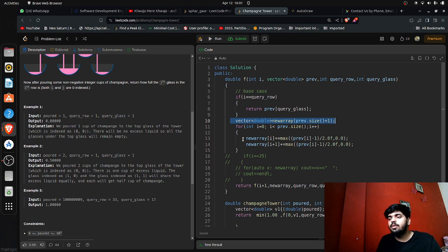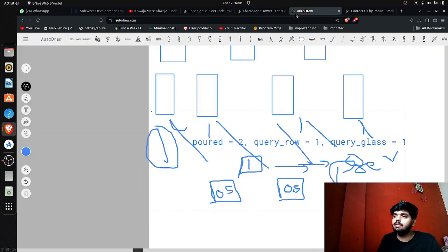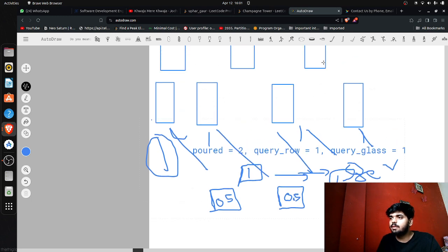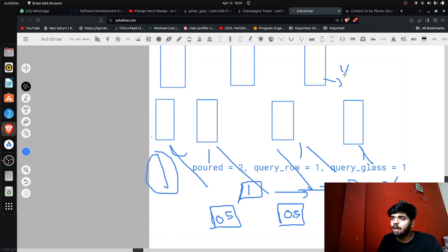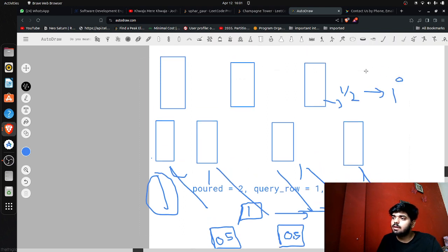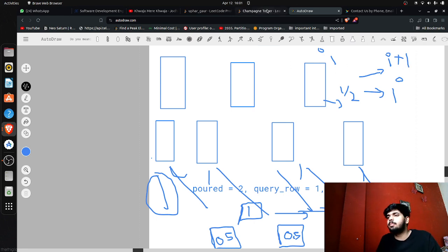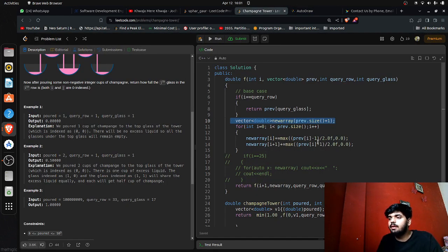And then for every previous index, we are calculating what amount of liquid would be stored in the new elements. So I am saying that half of the fluid will go to the ith element, if this is ith, and half of the fluid will go to i plus 1. So we are saying that half goes to i and half goes to i plus 1.